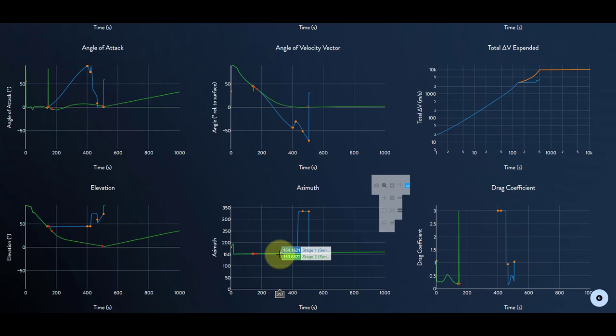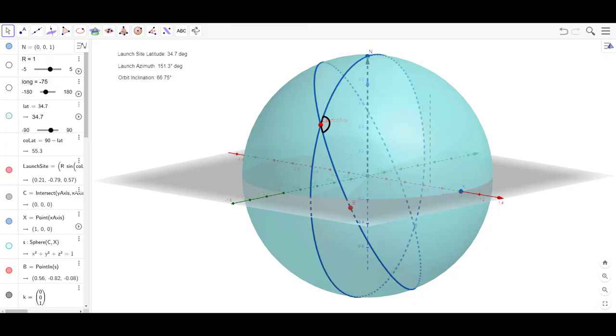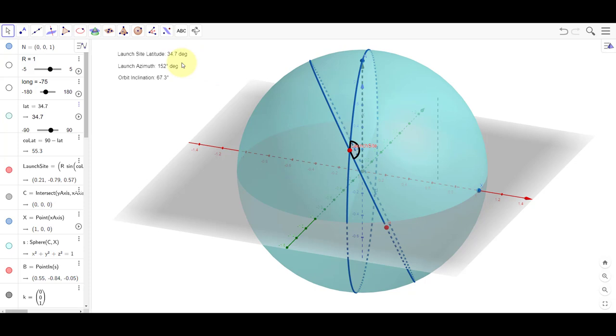Let's look that up here. Okay, well, so here I've set the launch site latitude to 34.7 degrees. I have a launch azimuth here of about 152 degrees, and that corresponds, with a perfectly spherical planet, to an orbit inclination of about 67 degrees.